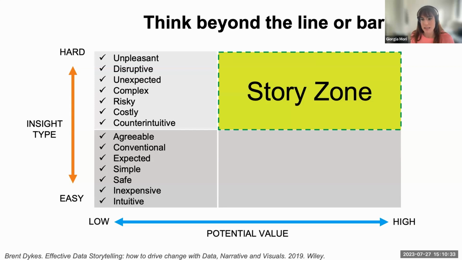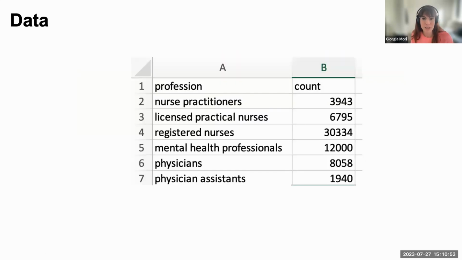This spot spans an area where the insight is medium to high in value and falls into the hard category because it's either unpleasant, disruptive, unexpected, complex, risky, costly, or counterintuitive. So in that case, you will need to think beyond the line or bar graphs. But let me try and give you an example.